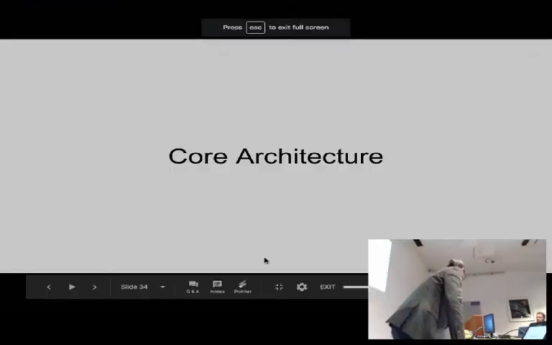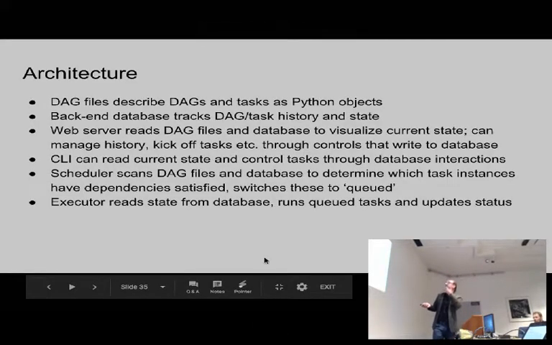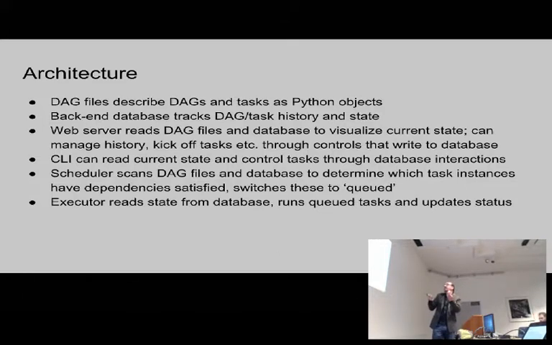So core architecture, I've told you about some of this. We'll talk about some of the details. So the DAG files, again, provide a description of this graph of tasks. And then we have the backend database, which in our case is Postgres, web server. CLI can also communicate with the database, and I'll show you that in a moment. The CLI can send commands to the database, and then the scheduler and the executor will pick those up as well.